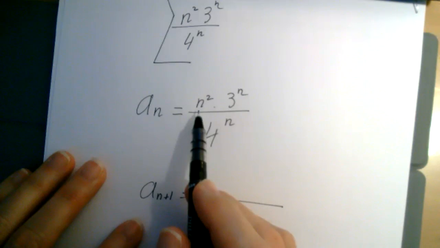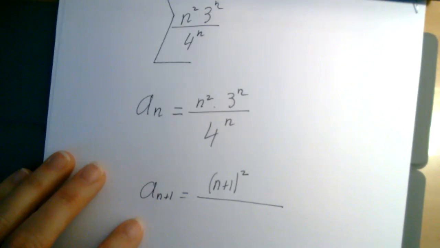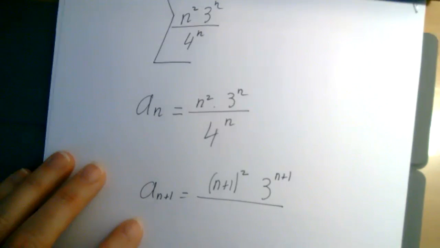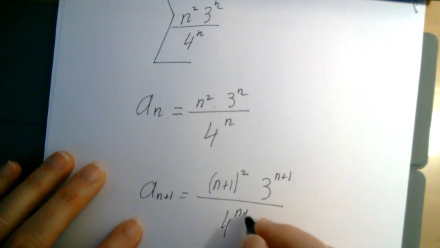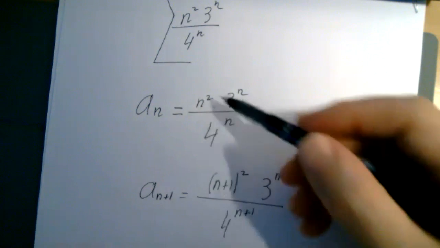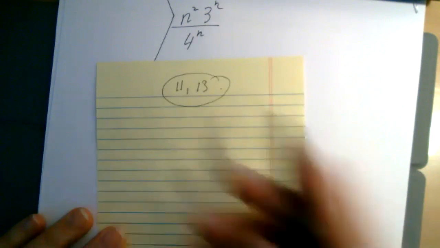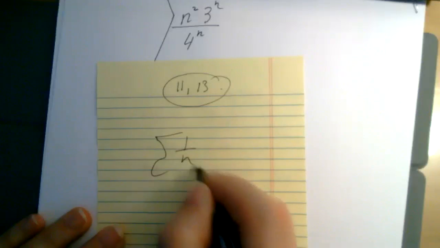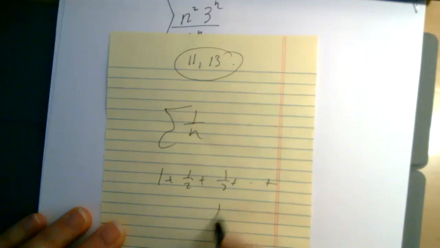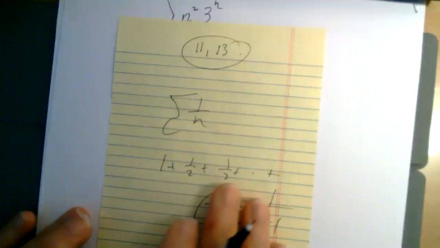So what is a_{n+1}? Everywhere I have an n here, this is n plus 1 squared, 3 to the n plus 1 over 4 to the n plus 1. That's what a_{n+1} is. It means the term that should come after a_n. So if you have a simple series, sigma 1 over n, which is 1 plus a half plus a third, etc., 1 over n is a_n, and 1 over n plus 1 is the term that comes next.